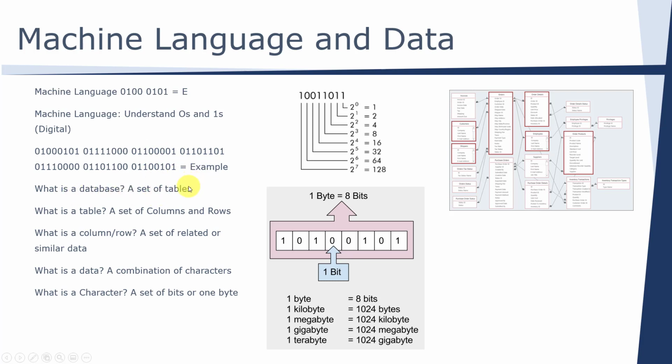So just to translate that into a set of tables, a database is basically a set of tables. What is a table? A set of columns and rows, which I mentioned to you earlier. What is a column and row? A set of related or similar data. What is data? A combination of characters. And what is a character? A set of bits or 1 byte. Now, it's the same thing. I just wanted you to appreciate the fact and spend some time just to conceptualize your idea.